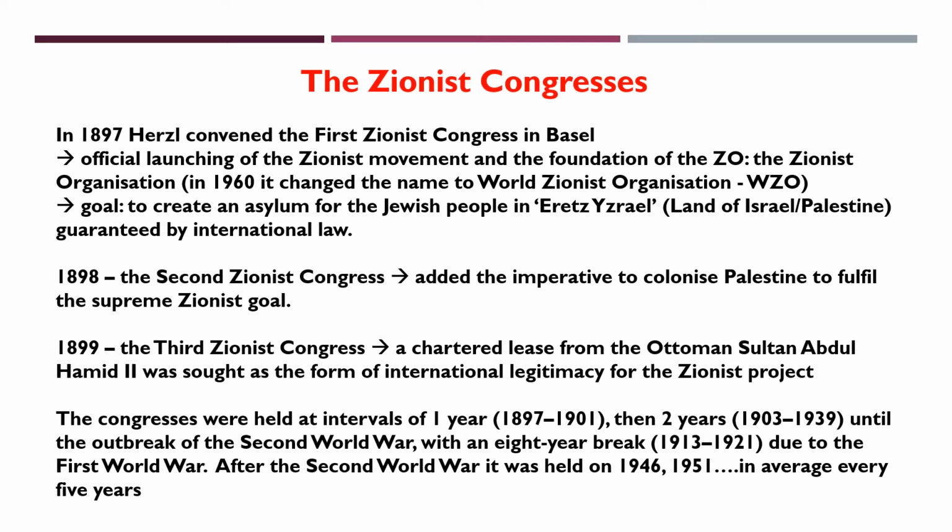Now, Herzl did try to meet the Ottoman Sultan Abdul Hamid II for the purpose of gaining his approval for the Zionist project in Palestine. Eventually, after a number of attempts, Herzl managed to meet the Sultan in May 1901. But Herzl did not get anything from his meeting with the Sultan.